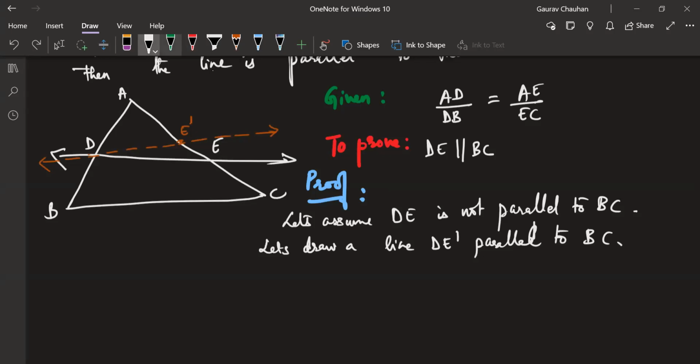Now guys, focus on this. This is a very important thing. If DE dash is parallel, this line is parallel, what can we tell by that? Can anyone tell me, if this line is parallel, what is our conclusion? Just remember what you learned yesterday. Riza, go ahead. Sir, AD by DB will be equal to AE dash by E dash C. Perfect. AD by DB will be equal to AE dash by E dash C.